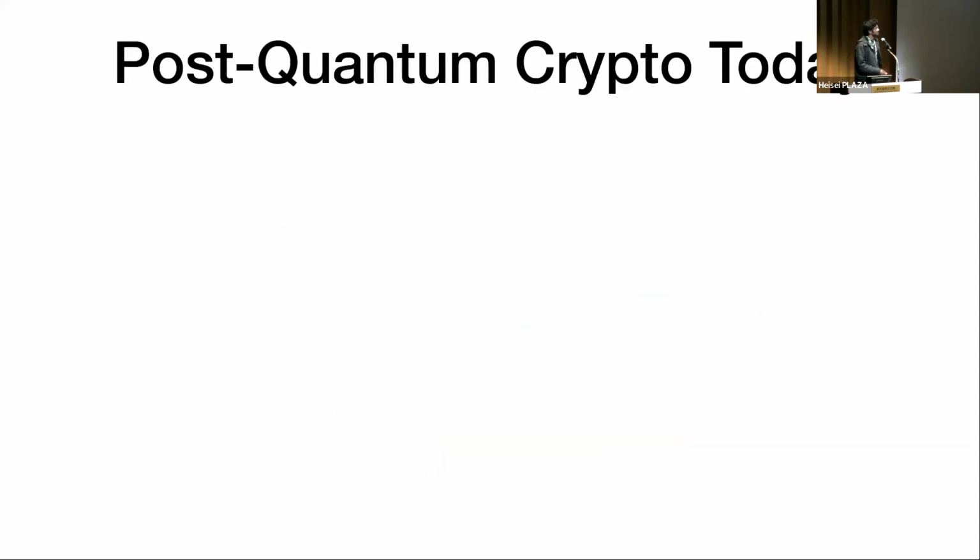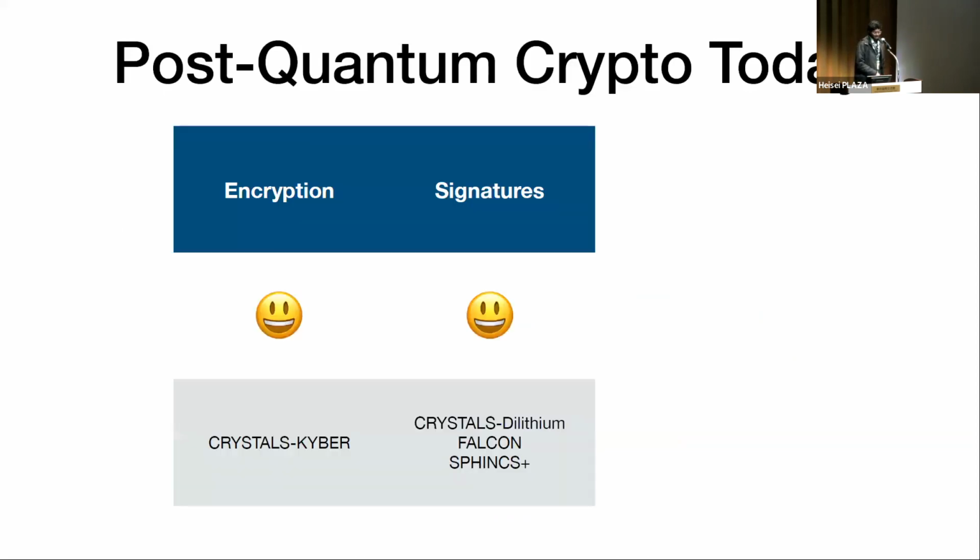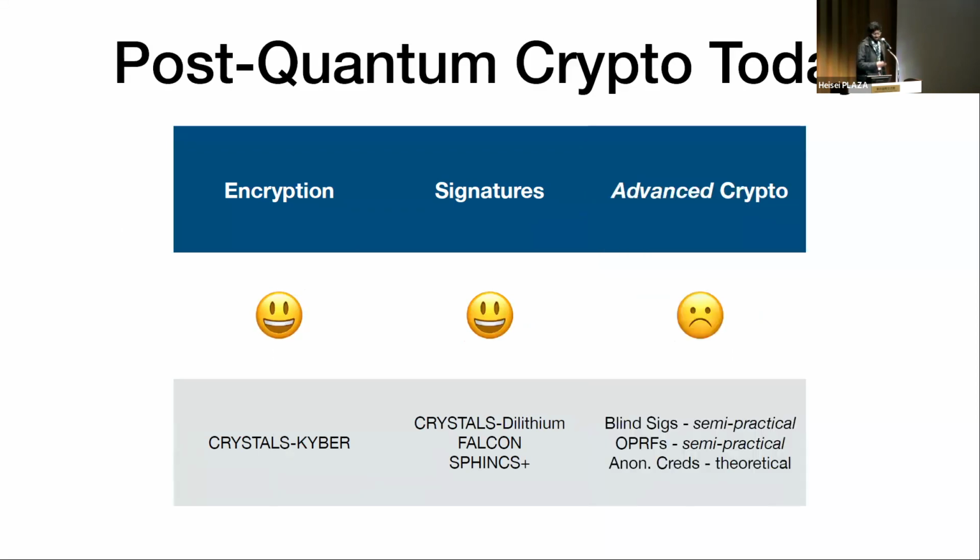Okay, so I want to start with talking about what's the status of post-quantum crypto today, right? If we think about encryption and signatures, people seem to be reasonably happy with them. NIST has proposed 4 algorithms which are to be standardized. But the second you move past this to a little bit more advanced crypto, let's think something like blind signatures or oblivious pseudorandom functions or even anonymous credentials, the situation doesn't really look so good there.